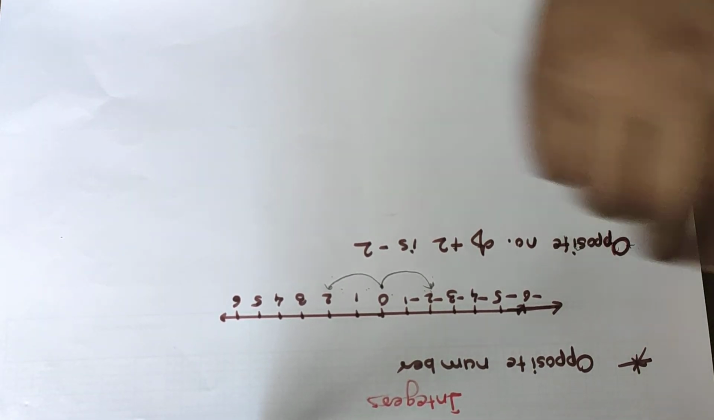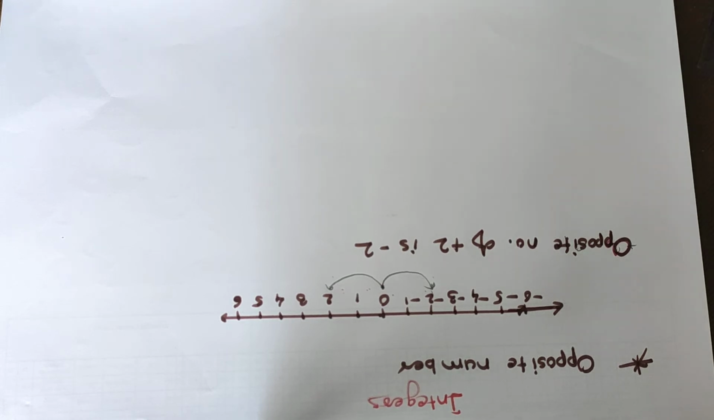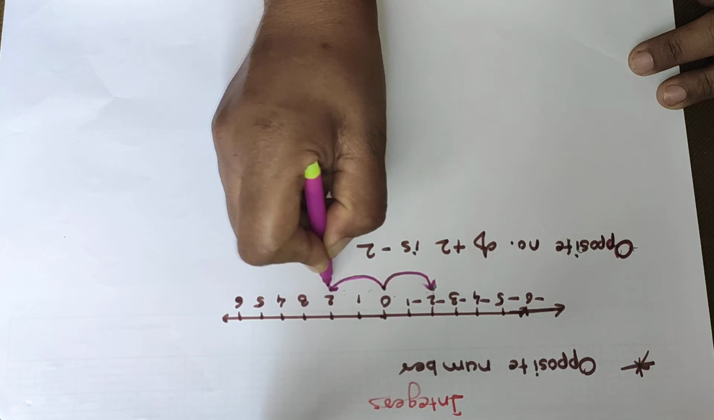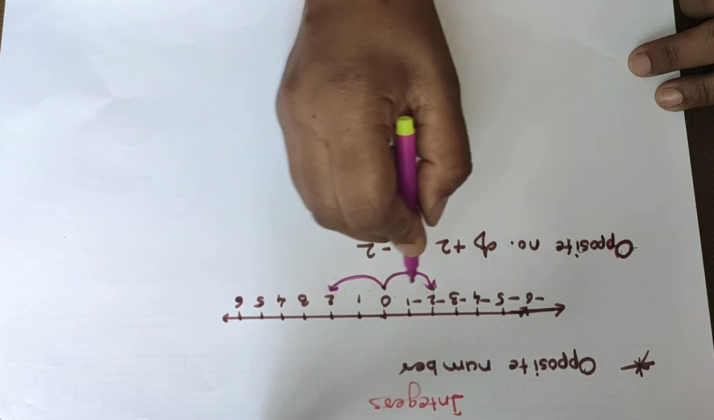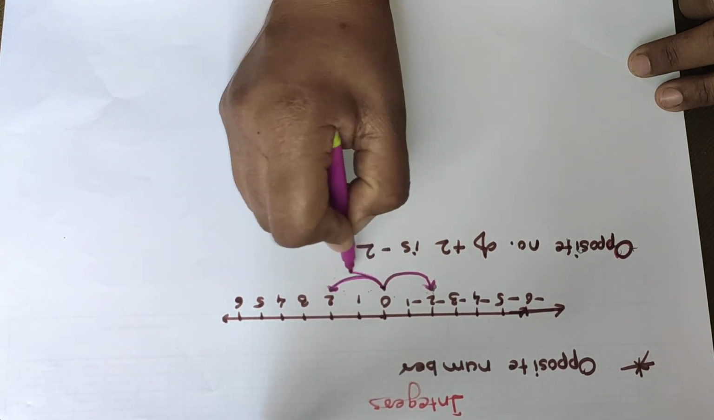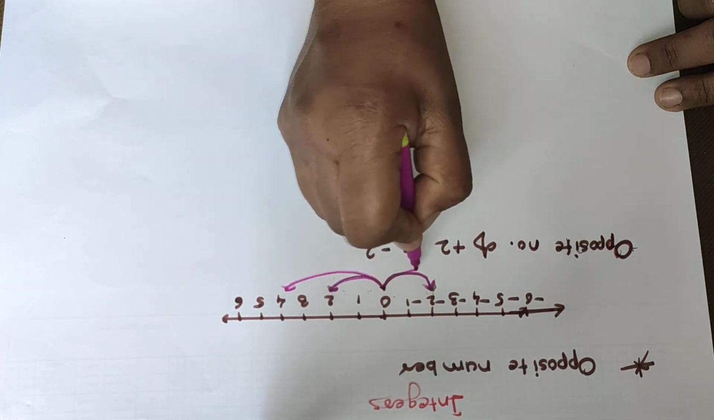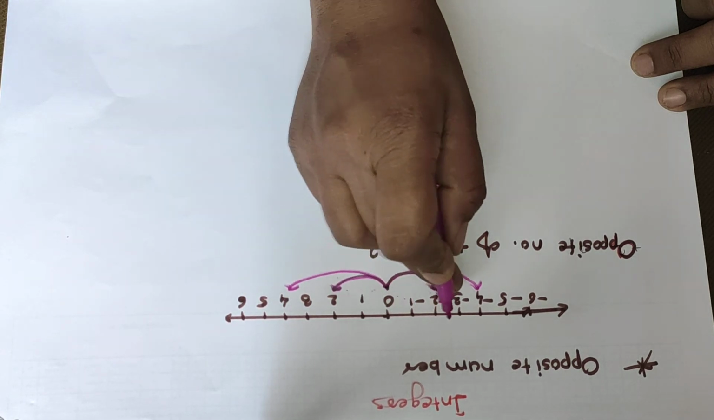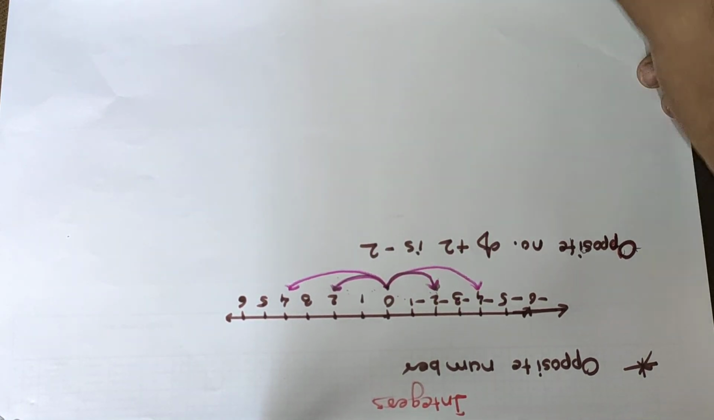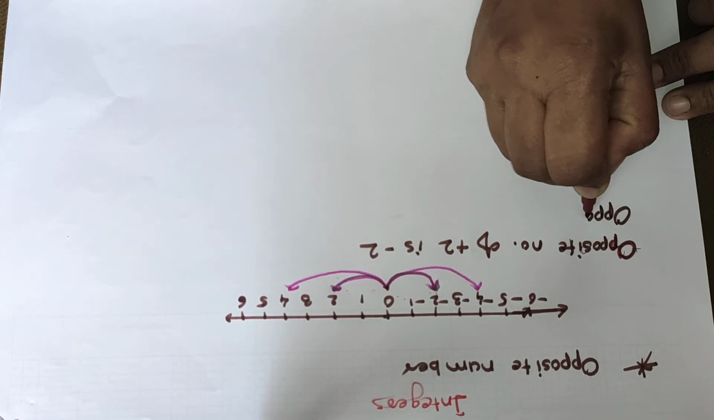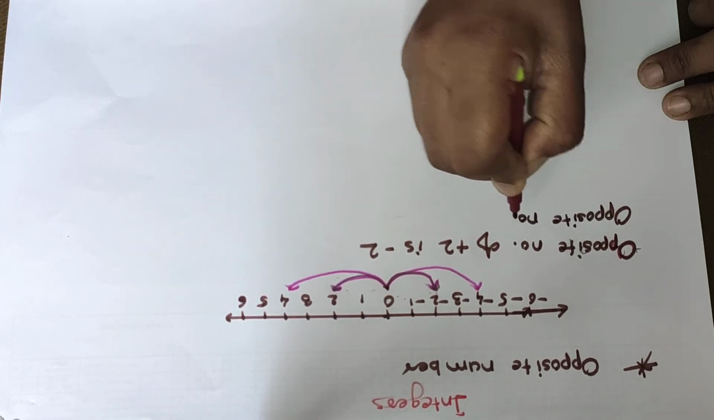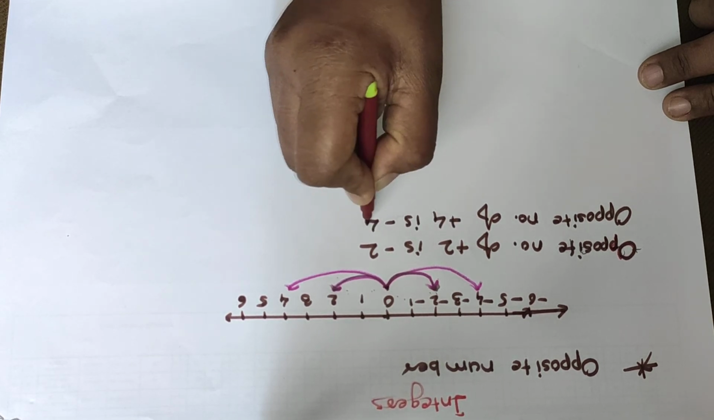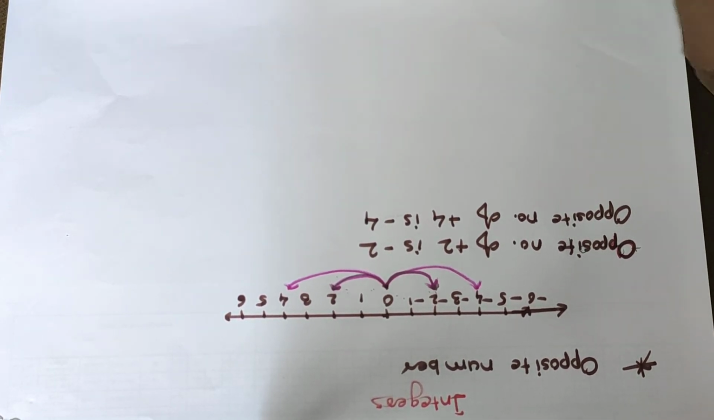Now the opposite number of, from 0 we have to take plus 4, at the same interval. 1, 2, 3, 4 gaps are here. 1, 2, 3, 4 gaps are here. So here we have to write that the opposite number of plus 4 is minus 4. Okay, now we will see the next.